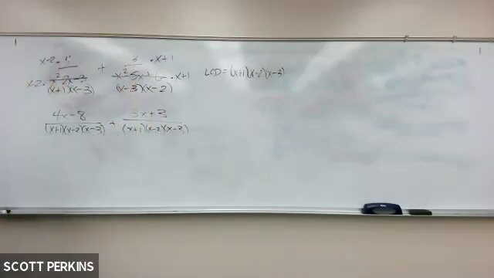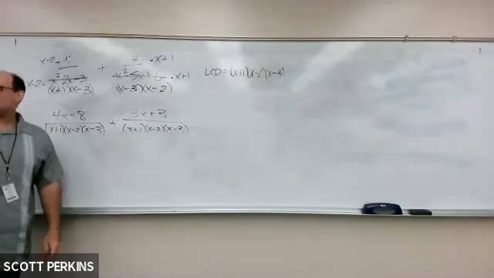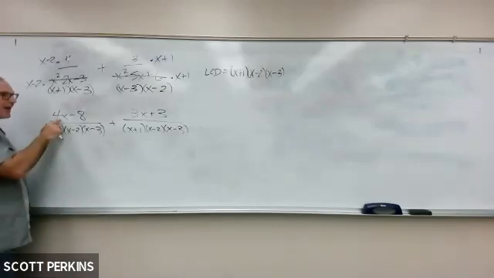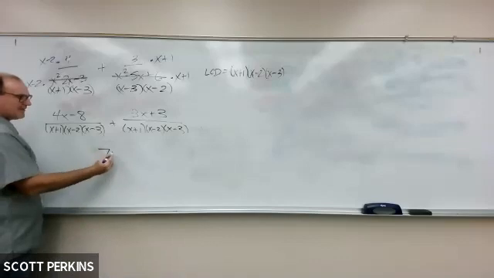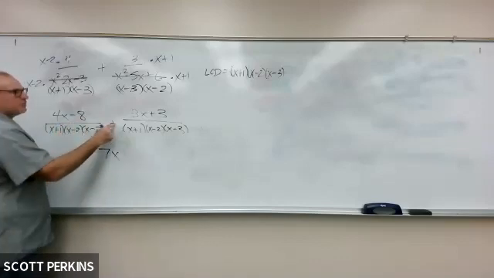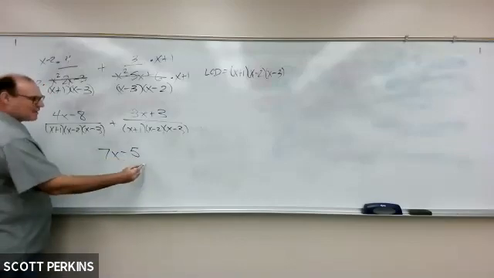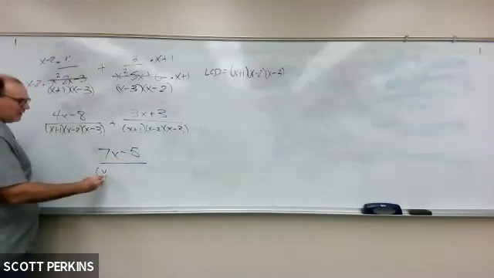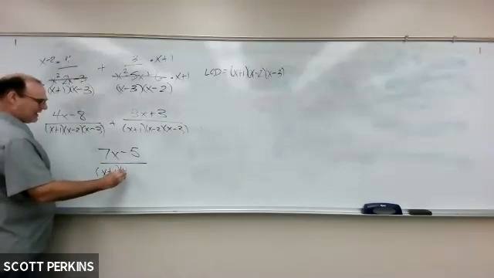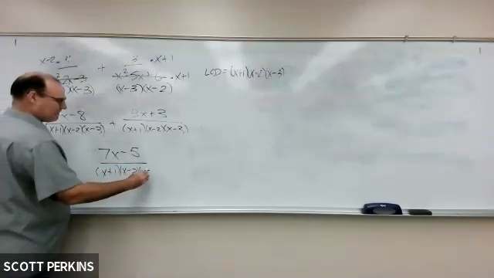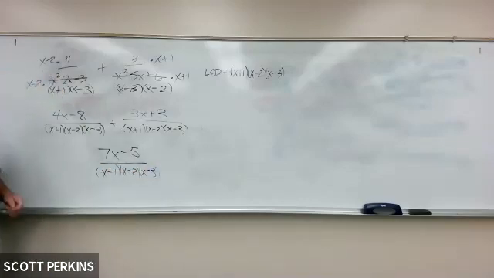Step 4, the last step, is I can actually do the adding or the subtracting, whatever it is. So 4x plus 3x is 7x. Negative 8 plus 3 is negative 5. Nothing factors out of that, so I'm not going to be able to simplify this at all. So I have x plus 1, x minus 2, x minus 3. And there we go.